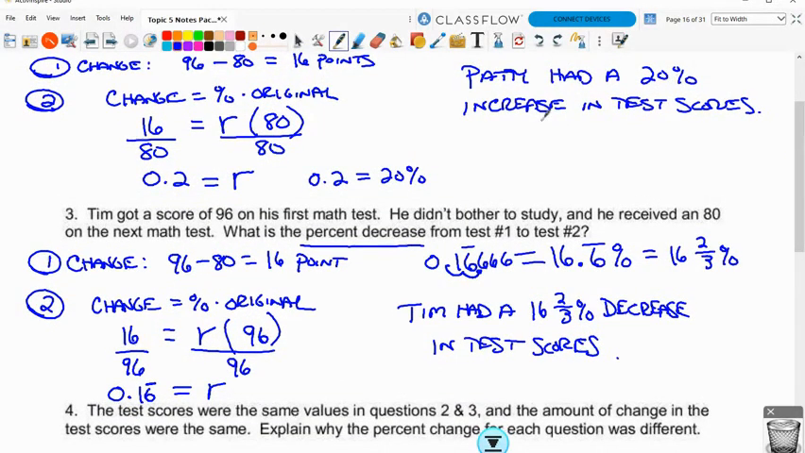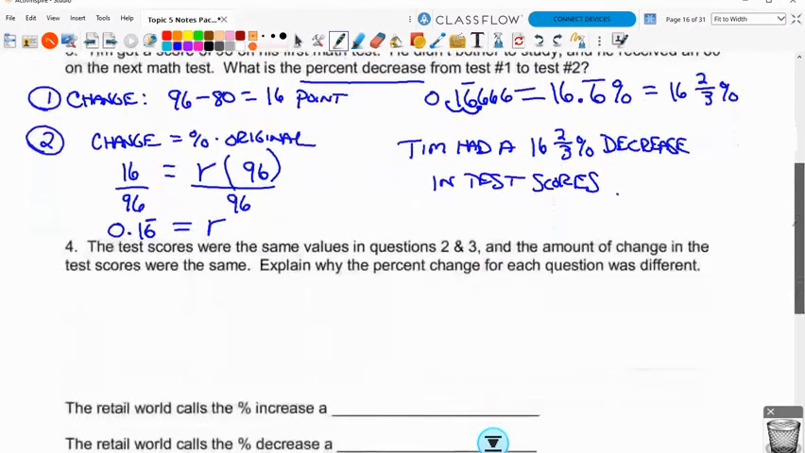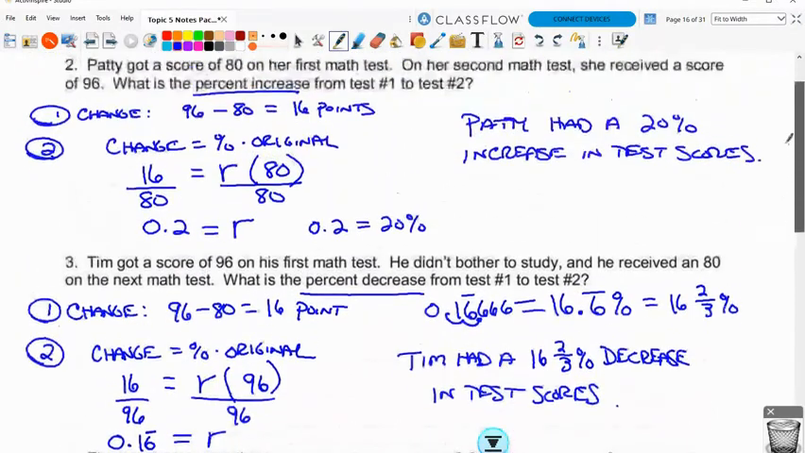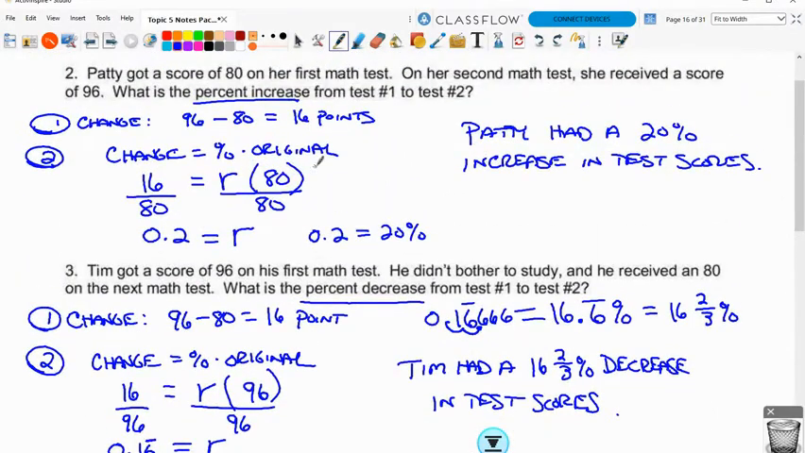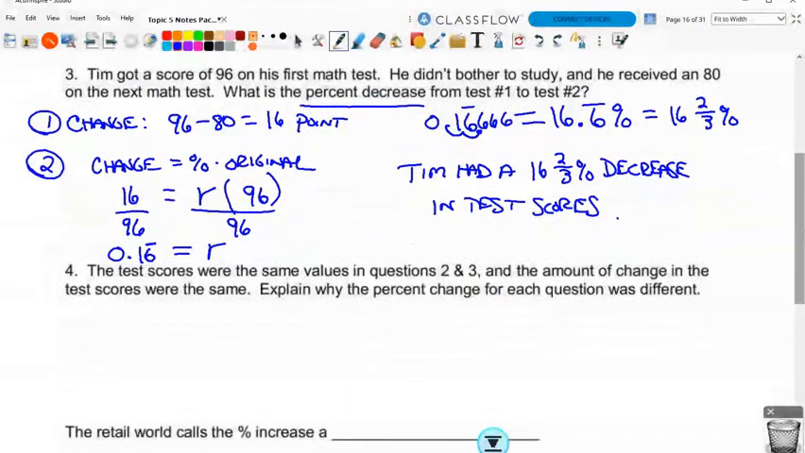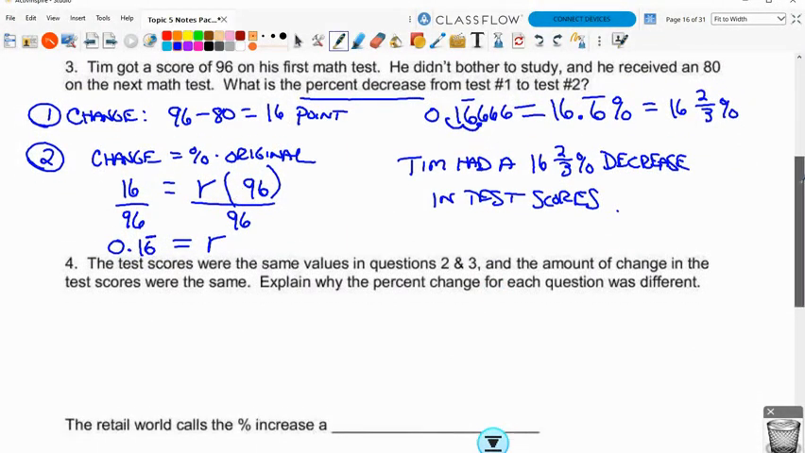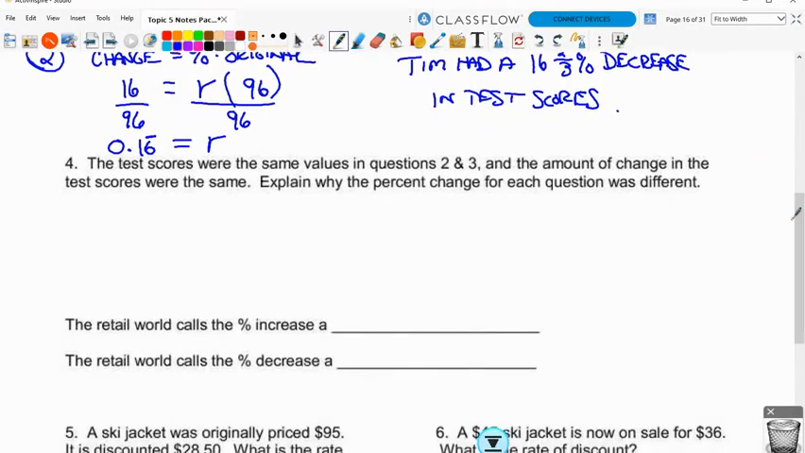Patty had a 20% increase. Tim had a 16 2/3% decrease. If the test scores were the same and the amounts of change were the same, why did these percents come out to be different? Well, the reason is because the percent change is based off of the original score. Patty's original score was an 80, while Tim's original score was a 96. Because the original scores were different, the percent changes are going to be different, okay?